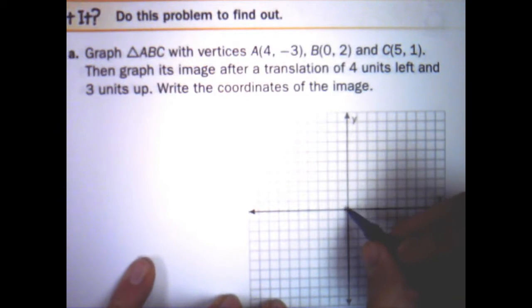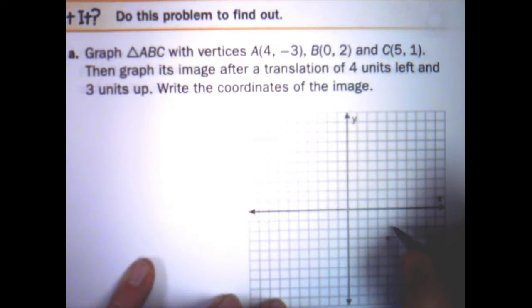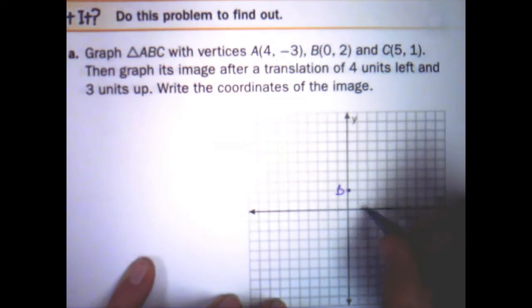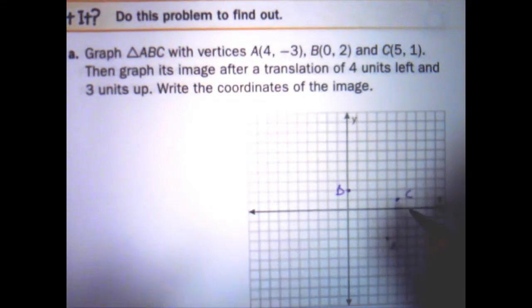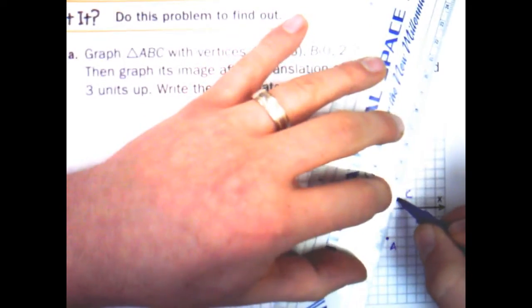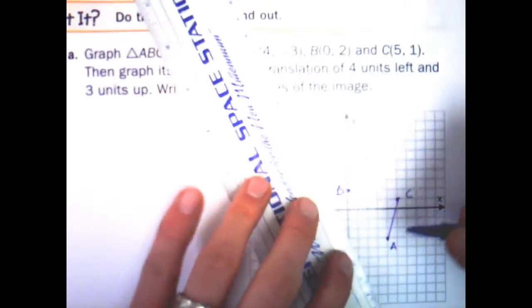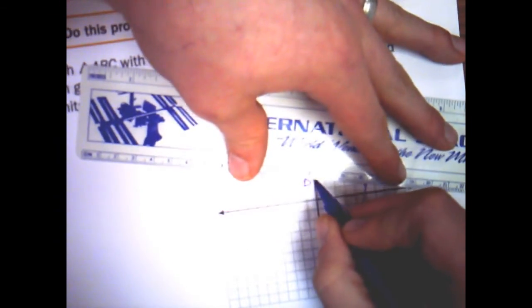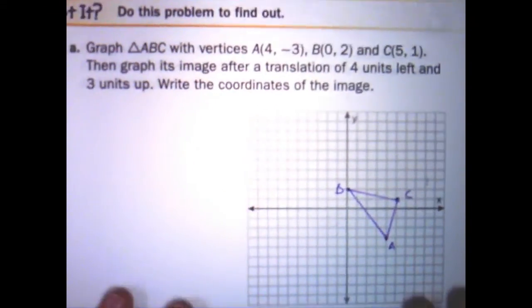First we graph it. 4, comma, negative 3. 1, 2, 3, 4. 1, 2, 3. That is A. B is 0, comma, 2. And C is 5, 1. So that's A, B, C. Connect my dots. And there you have the first one.